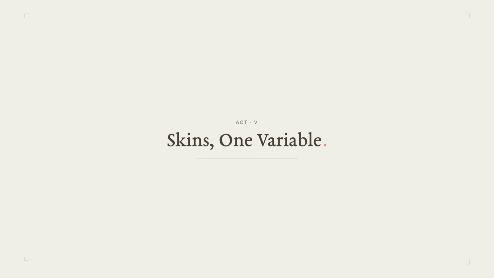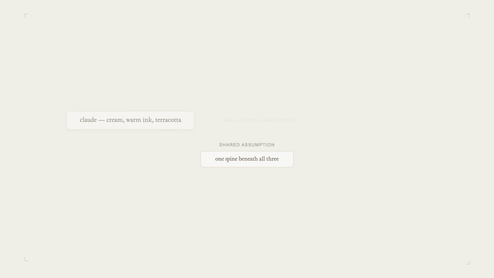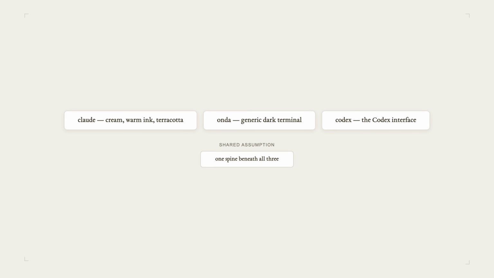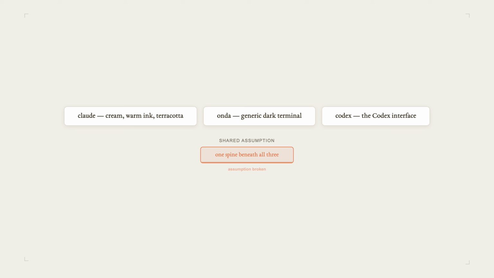Act 5: three interfaces, one variable, and a rename is all it takes. Three skins: Claude, cream page, warm ink, one terracotta accent, onto the generic dark terminal. Codex, the Codex interface, real components, same spine, same bookends, same props underneath. The skin is a costume, the anatomy never changes.